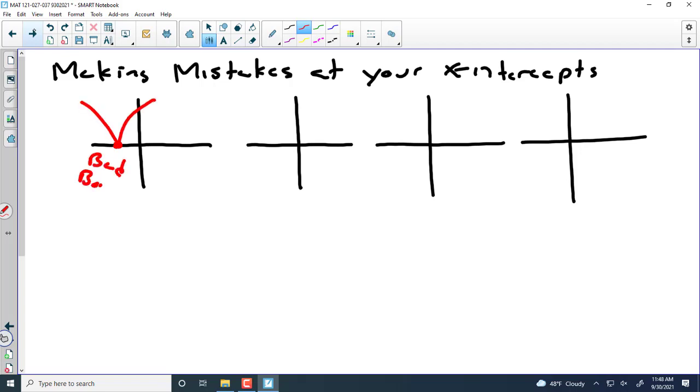That's a bad bounce, everyone. It shows a sharp corner there. That's a bad bounce. Don't do that. That's also a bad bounce. Don't do that either.